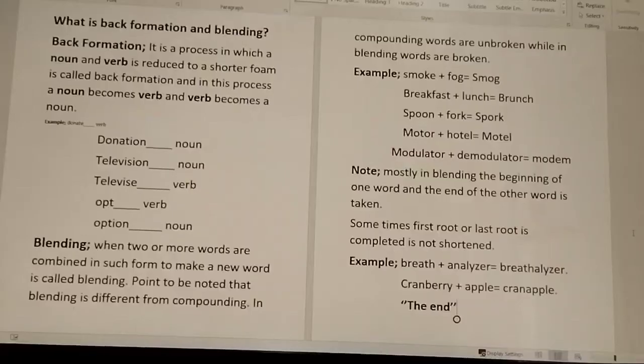Today we are going to discuss back formation and blending.